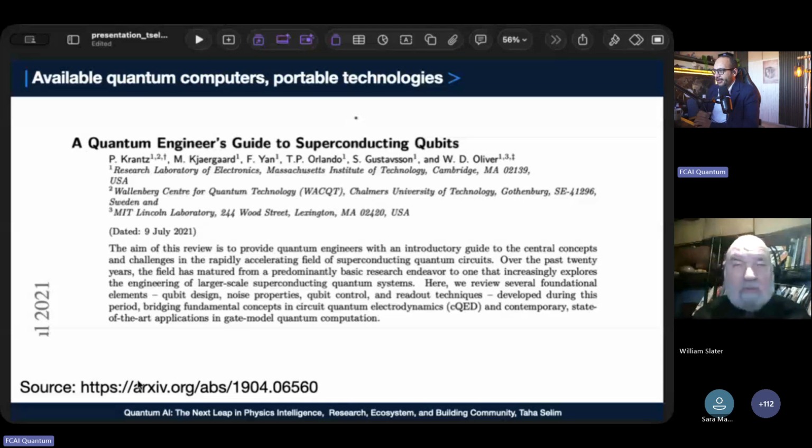Okay, so is execution of quantum computers complicated? We hear this question all the time. It is not. However, it requires understanding more about the physics and being fluent in the different applications that are offered. For example, now there is an open source paper. You can see a quantum engineer's guide to superconducting qubits.